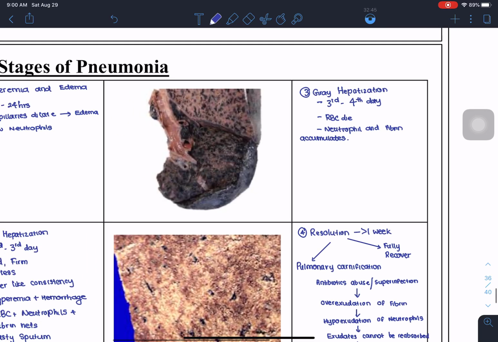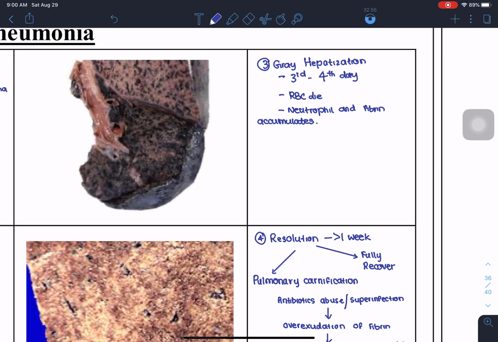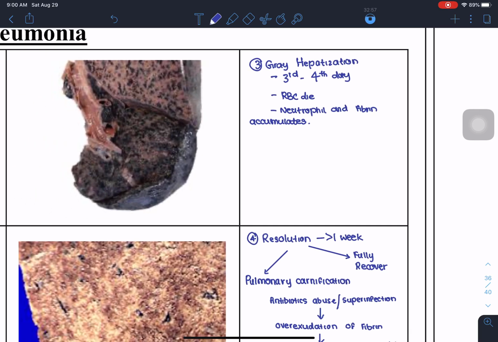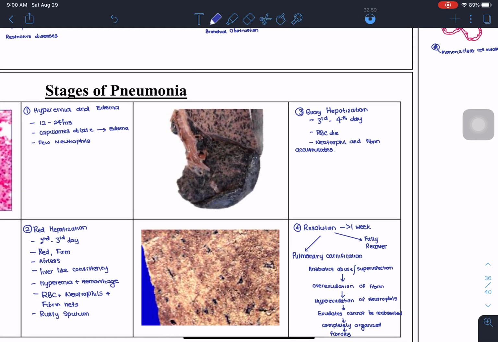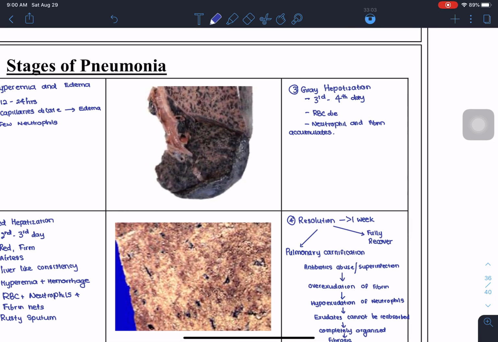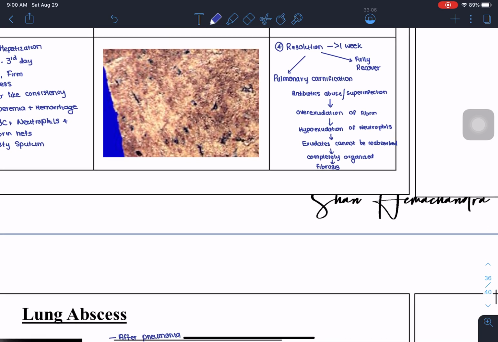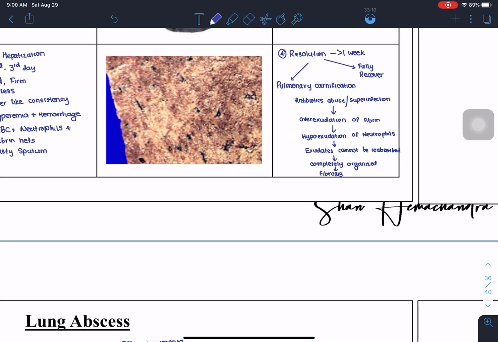This is during the 3rd and the 4th day. The red blood cells die, and because of what they carry, you're going to get this gray-black look. Still, it's hard. It's a consolidated lung. You don't get airflow. You have neutrophil and fibrin accumulation. Fibrin has come now, and now it is going to fully recover after a week.